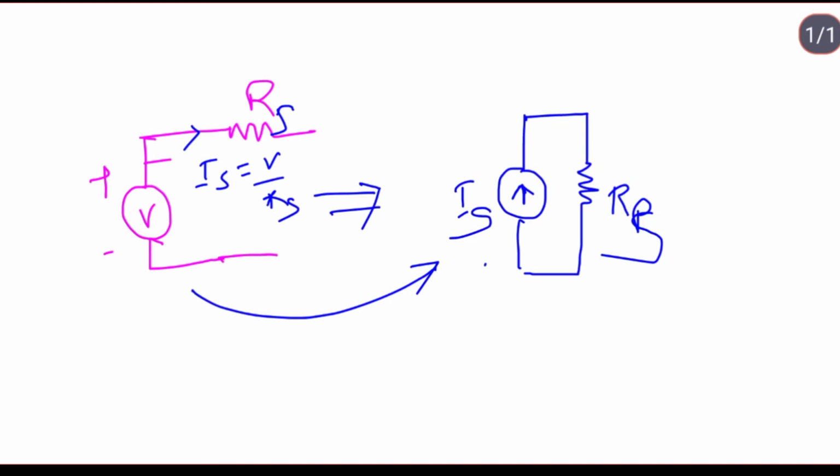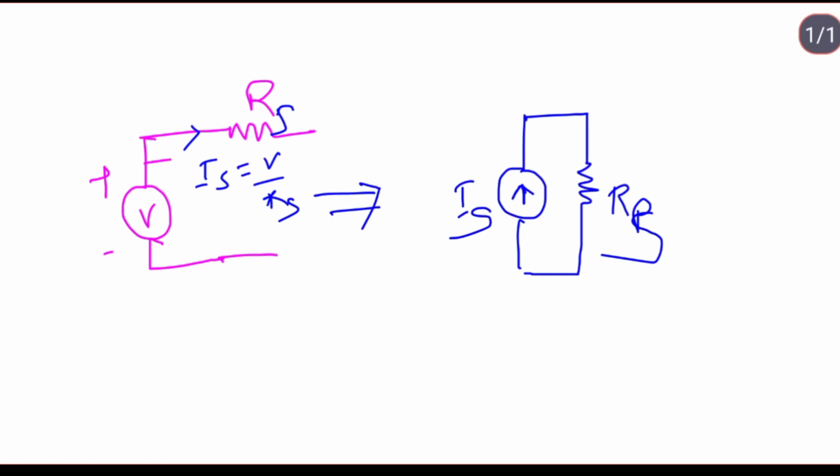The process or conversion technique that converts a voltage source to a current source is called source conversion. Similarly, the reciprocal, the conversion of a current source into a voltage source, is also called source conversion. These source conversion techniques are used for network reduction techniques, especially in Norton's theorem and Thevenin's theorem.